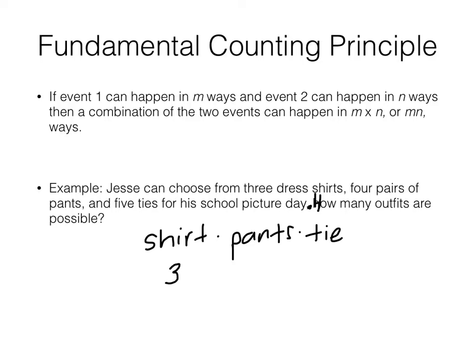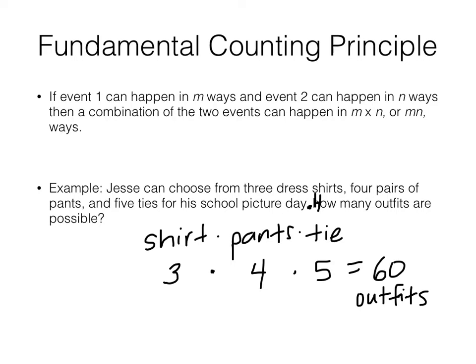So 3 different shirts times 4 different pants times 5 different ties. There is a possibility of 3 times 4 is 12 times 5, 60 different outfits. Now I know that doesn't mean all of them will match, but let's just pretend he's a stylish guy, so everything would basically match. So 60 possible outfits, because the fundamental counting principle has us multiply those out.